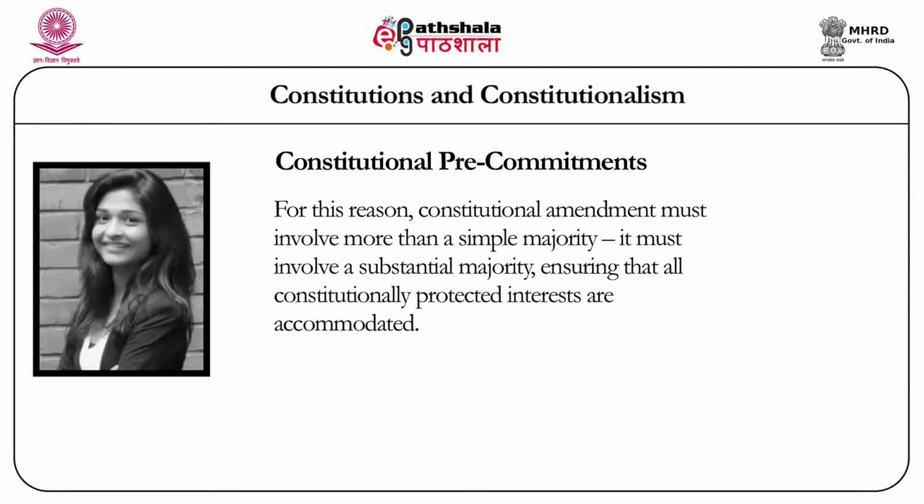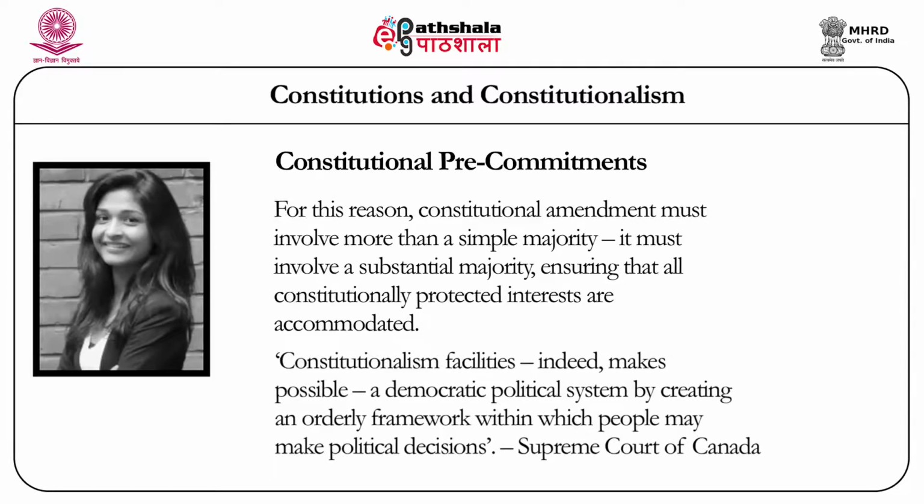So, to conclude just our discussion of constitutionalism and democracy, we can see that, in fact, constitutionalism facilitates the existence and functioning of a democratic political system because it creates an orderly and clear framework in which political decisions can be made. And so, for this reason, constitutionalism and the rule of law more generally are essential to and are not, in fact, in conflict with the democratic principle.